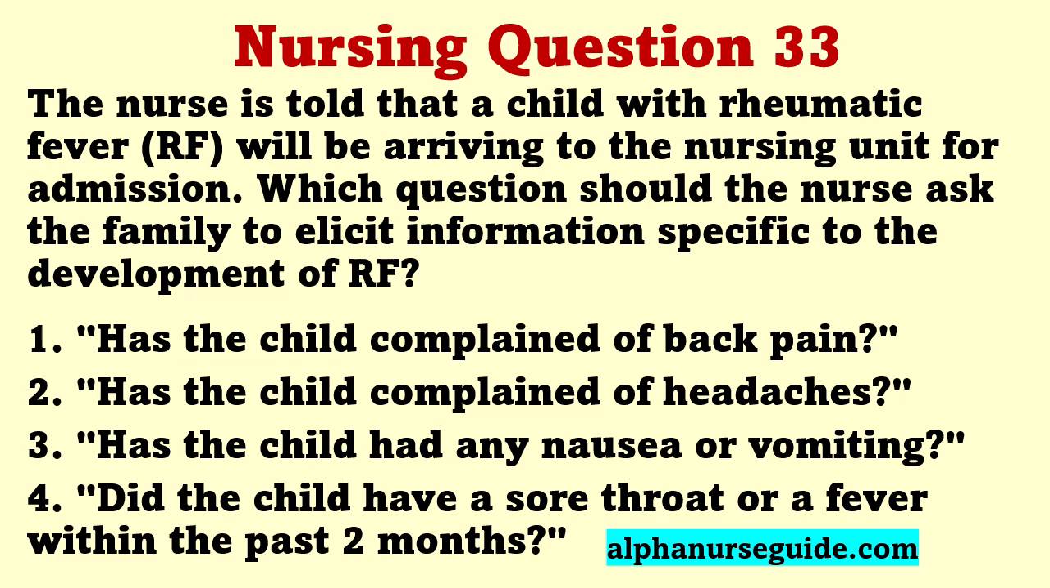The correct answer is 4. Did the child have a sore throat or a fever within the past 2 months? Rheumatic fever characteristically presents 2 to 6 weeks after an untreated or partially treated Group A beta hemolytic streptococcal infection of the upper respiratory tract. Initially, the nurse determines if the child has had a sore throat or an unexplained fever within the past 2 months. Options 1, 2, and 3 are unrelated to RF.